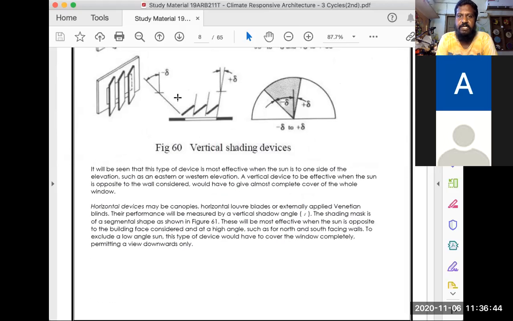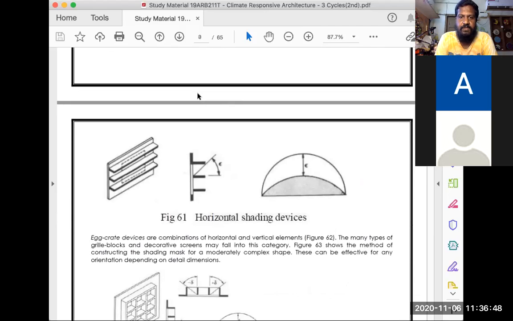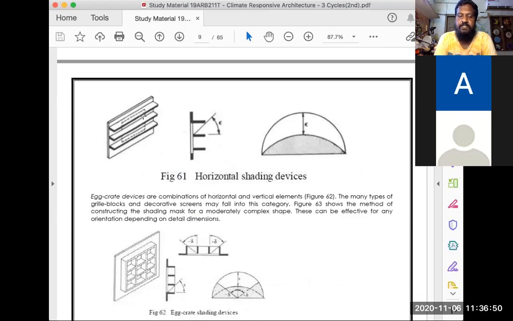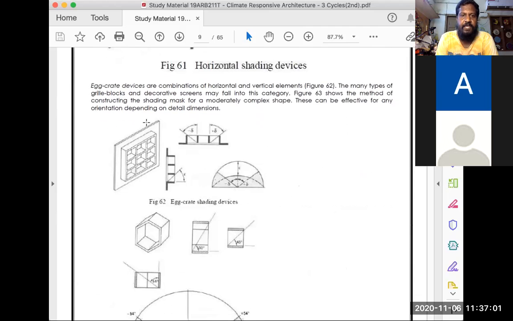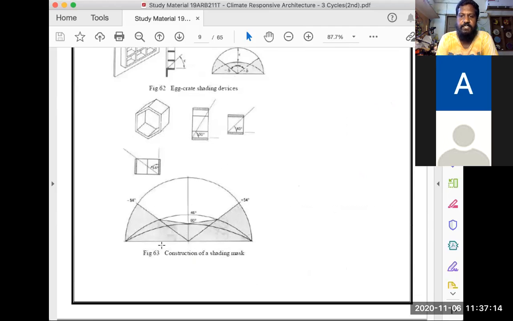So how these delta values are found and interpreted is given here. These are the horizontal shading devices, which is what we conventionally use in our homes. And the angle of incidence required is given here. And this is called egg crate. Egg crate is because it is a combination of both the vertical and the horizontal shading devices. And here you can see a hexagonal shading device also. So there are multiple variations on that.